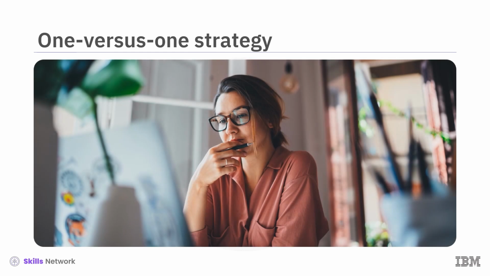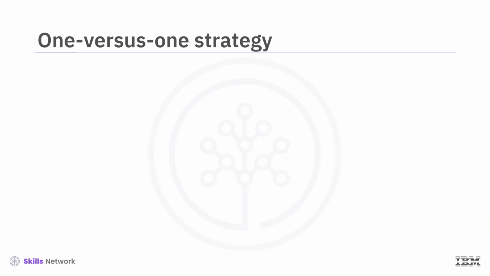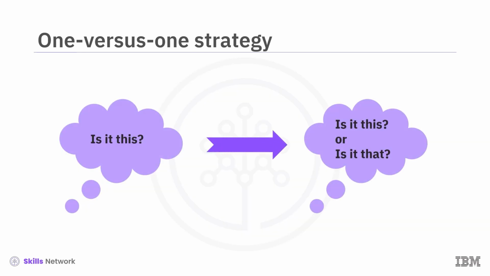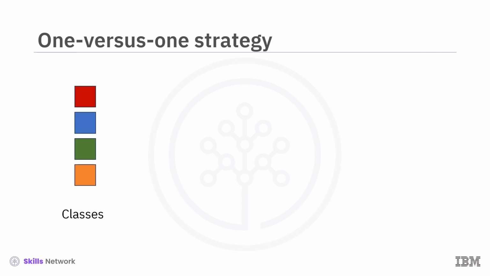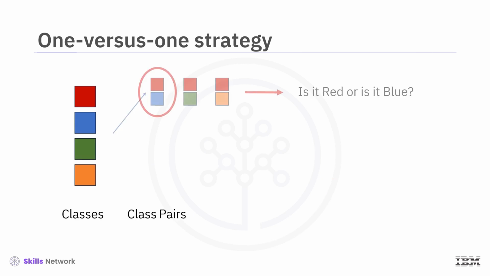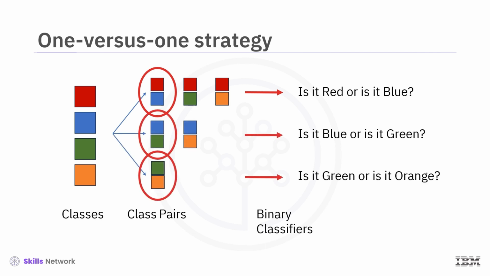With the one versus one strategy, instead of each classifier deciding whether a point belongs to a class, the question changes from, is it this, to, is it this or is it that? Given a set of classes, consider all possible pairs of classes. For each pair of labels, a classifier is trained on the subset of the data corresponding to the two labels and decides which class each point belongs to. The process continues until all classifiers are trained.